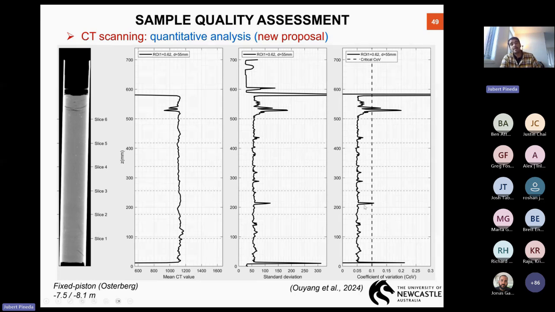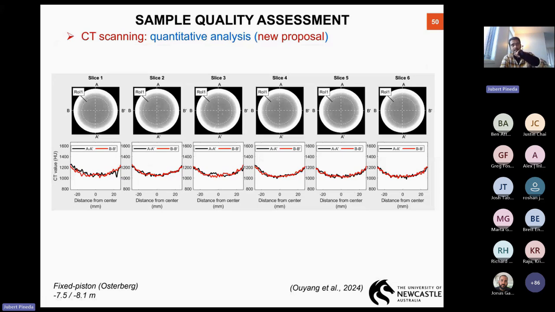What happens if we run the same thing on a Shelby sample? Well, this software also allows you to check the CT values in different locations.